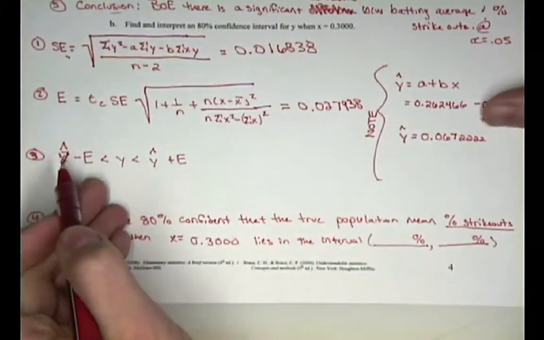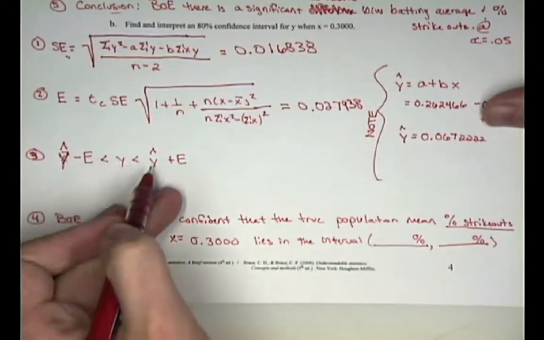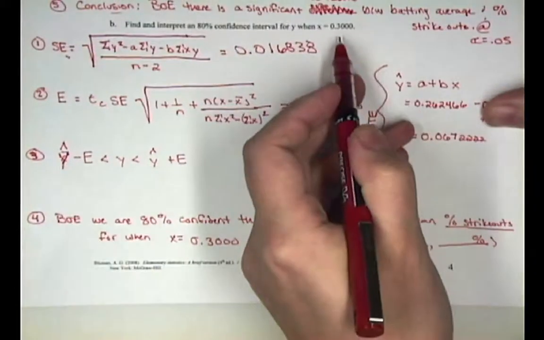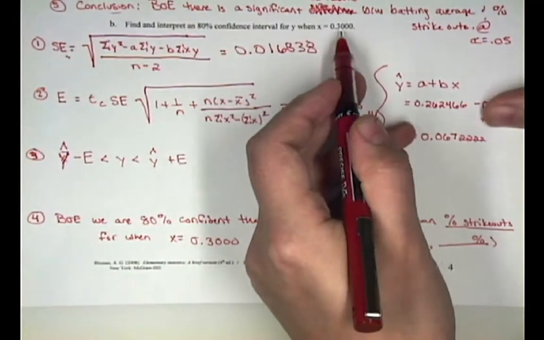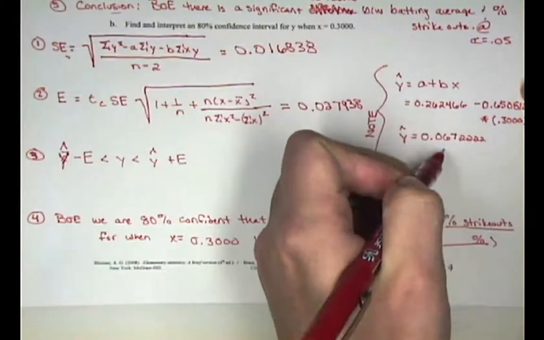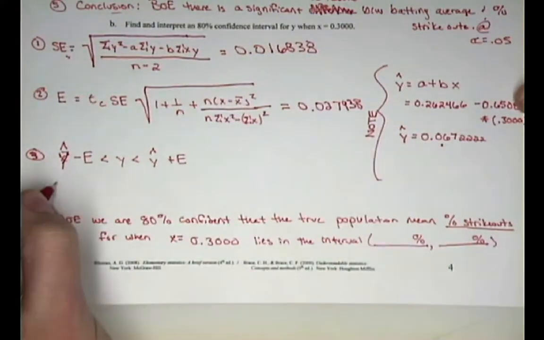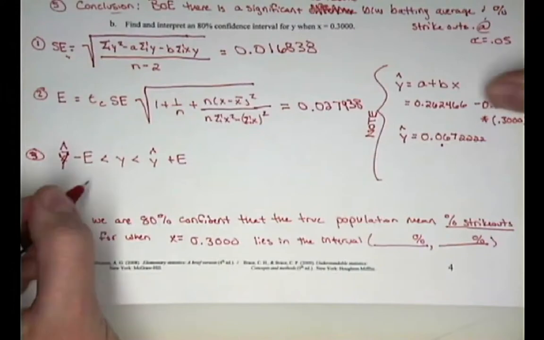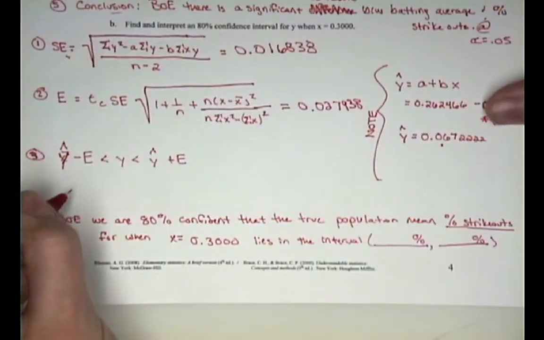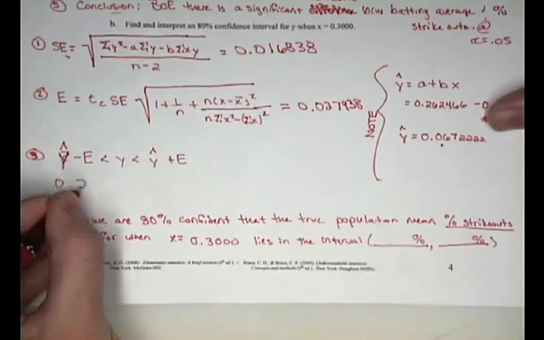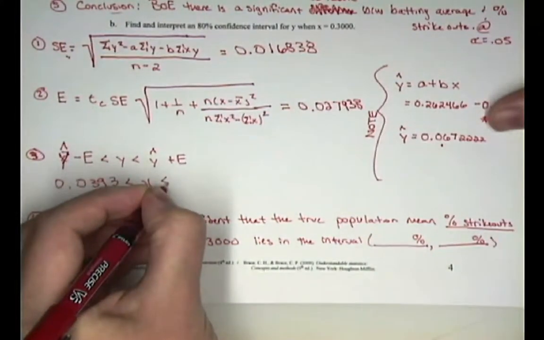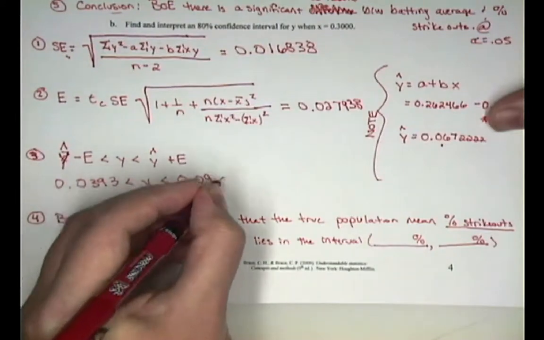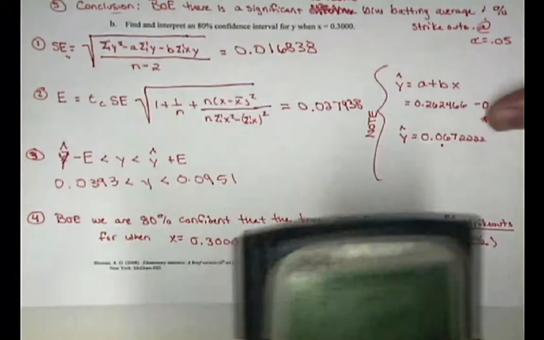There's a note here. On our third step, we have to actually determine the interval. We need a y-hat. So you have to find your predictor value, your y-hat, when x is 0.3. You use this equation, you plug everything in, that's your y-hat. So you're doing y-hat minus the E, and then y-hat plus the E. You're getting an interval, or should be, if you're going to round to 4 decimal places, 0.0393 less than y less than 0.0951. That's your interval.